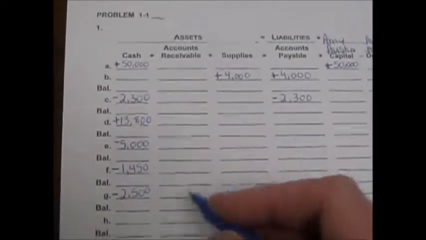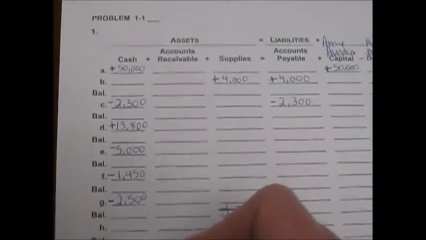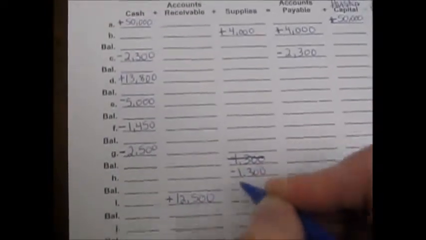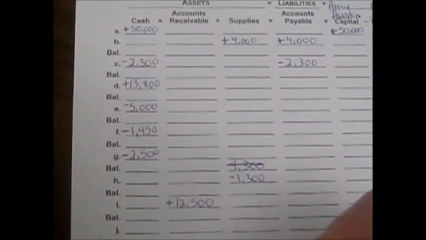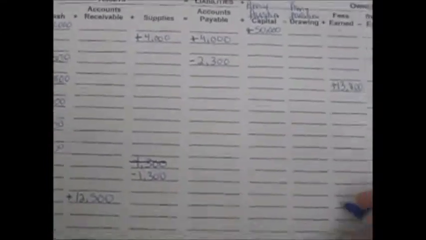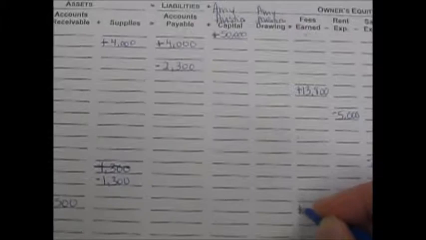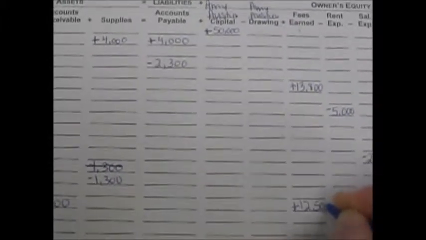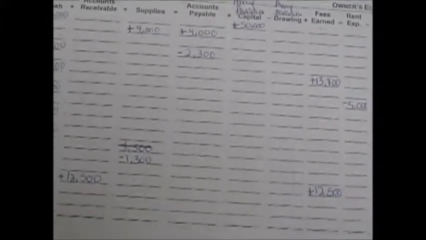Okay, so for letter I, we are going to add $12,500 to our accounts receivable account. It's still considered fees earned, so we'll come over here to fees earned and also add it here. Even though we haven't received it, we have earned it.